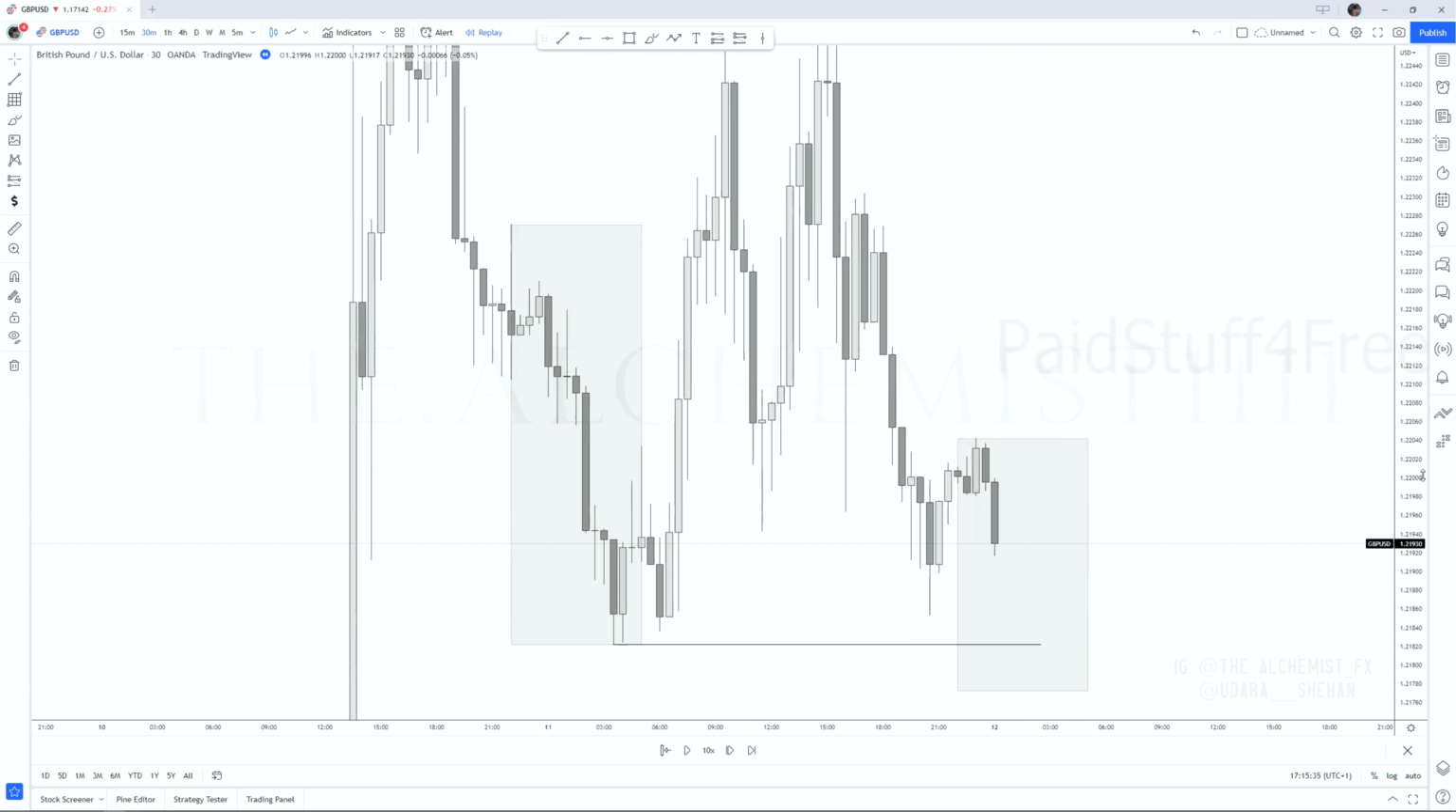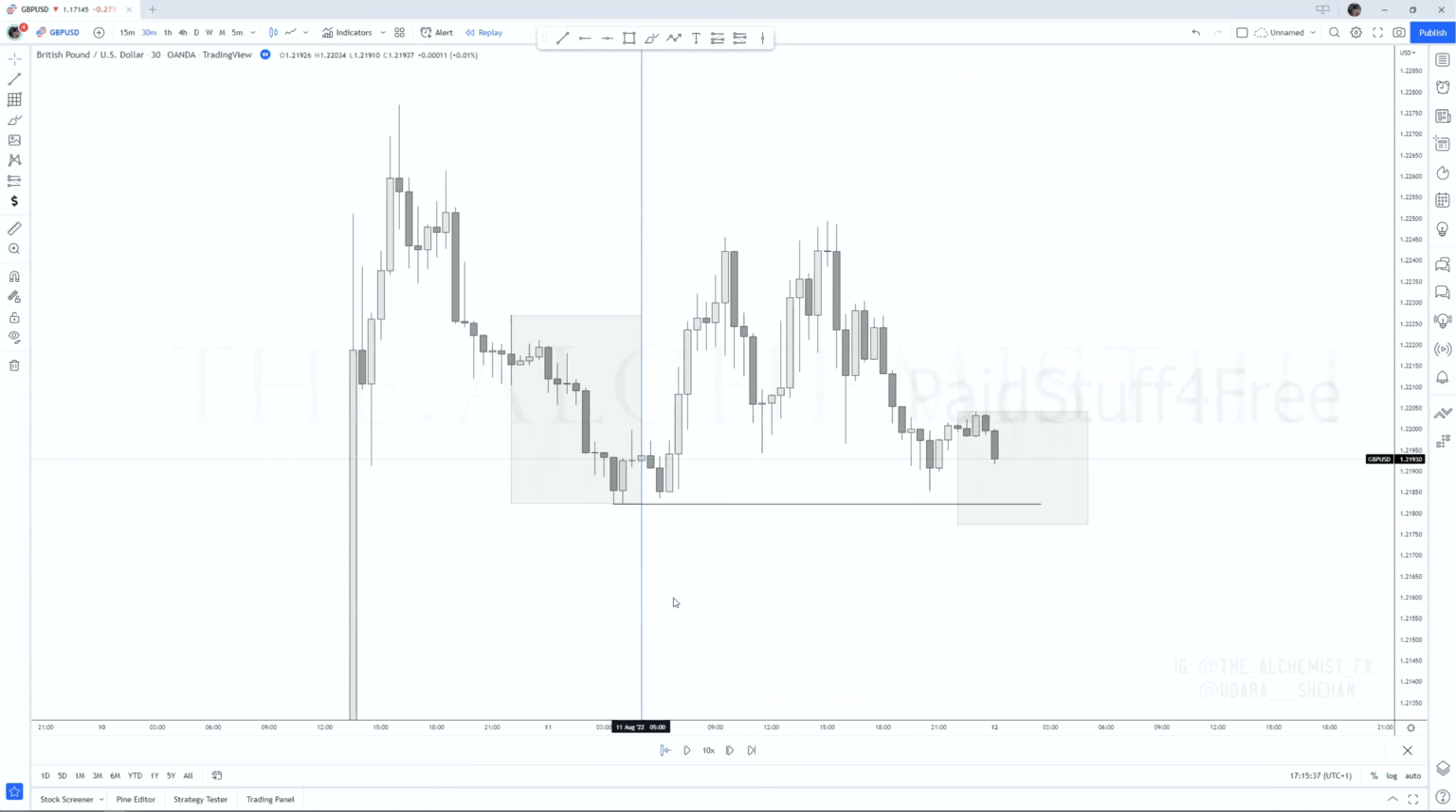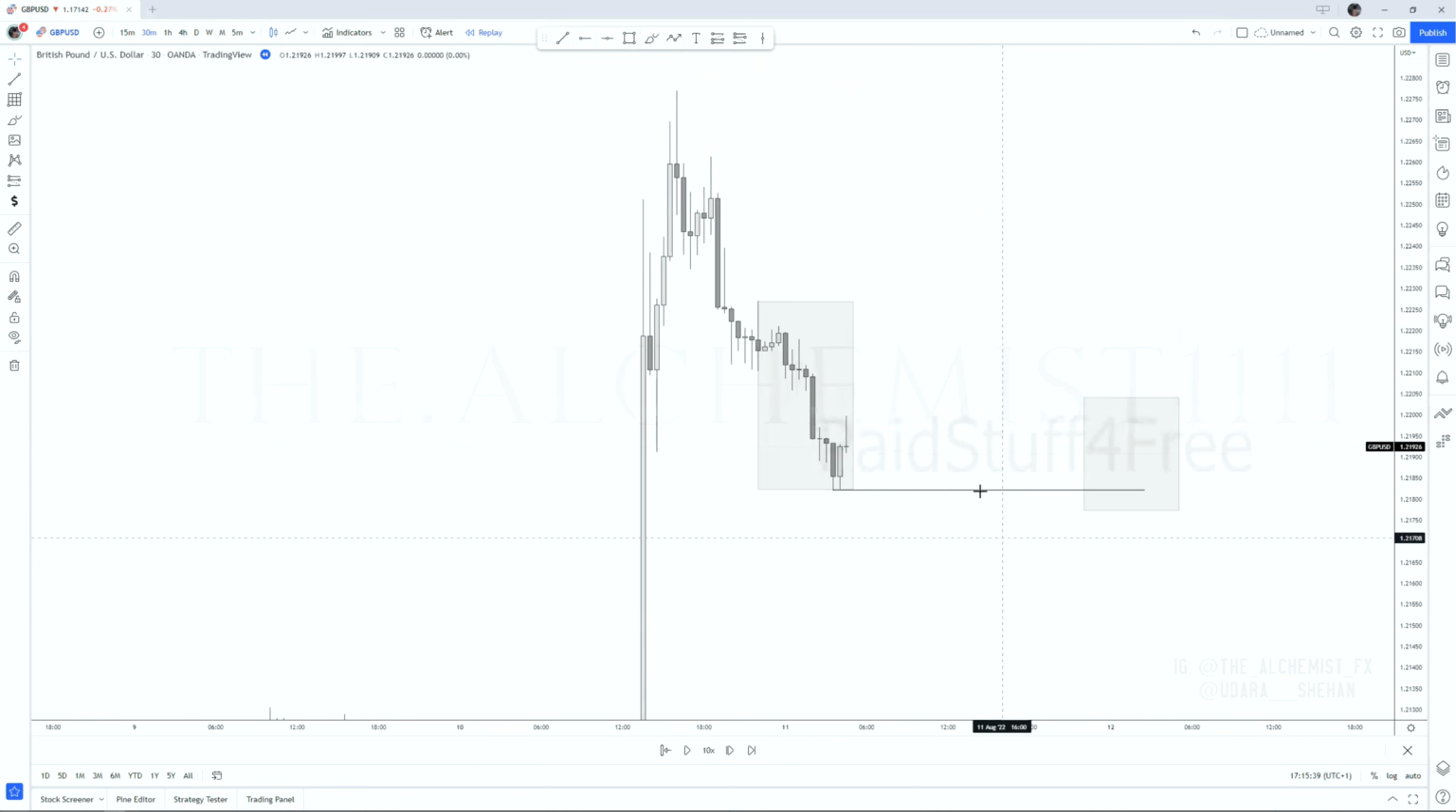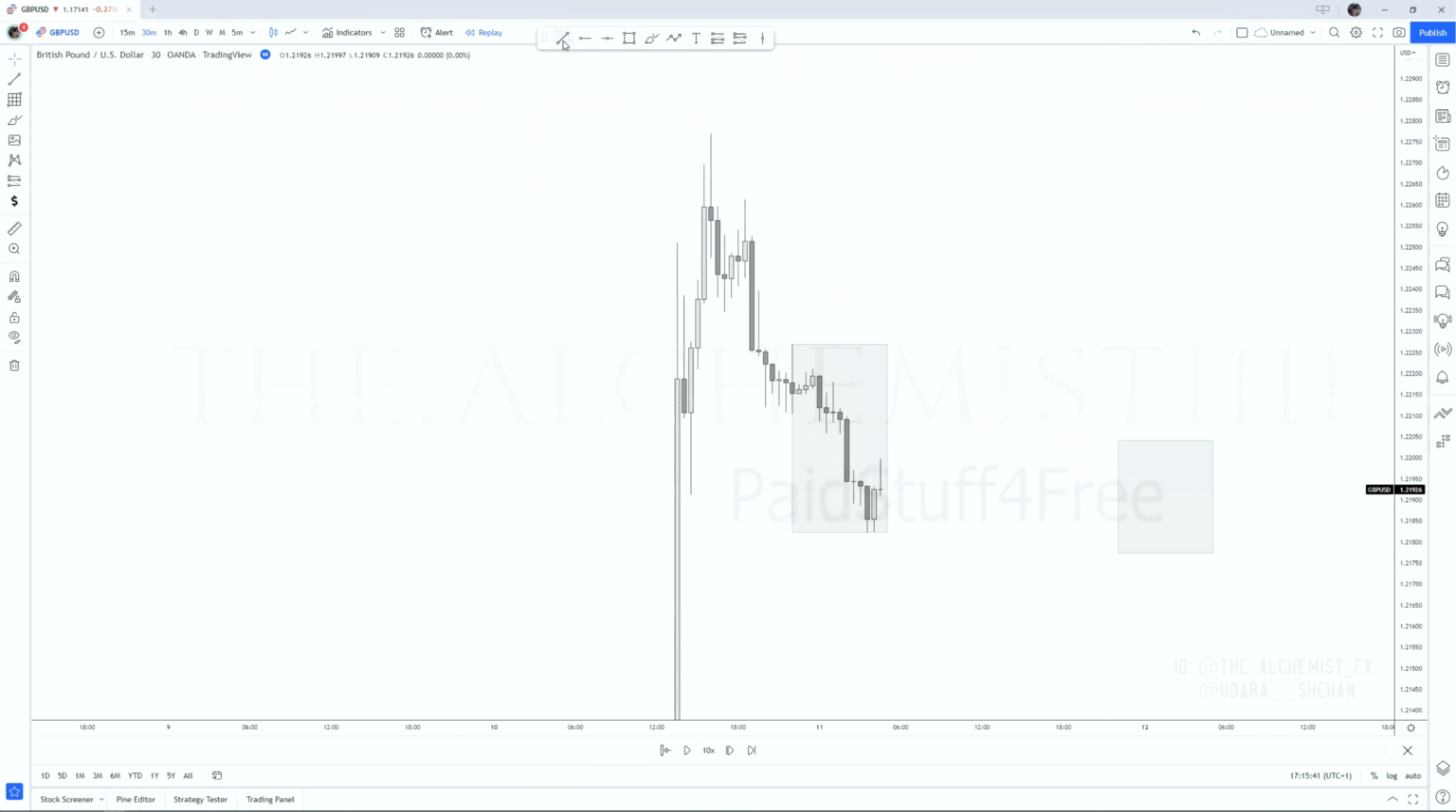Look at this one. Same exact setup, but the timing wasn't that good. So the setup was also slow. Look at this.